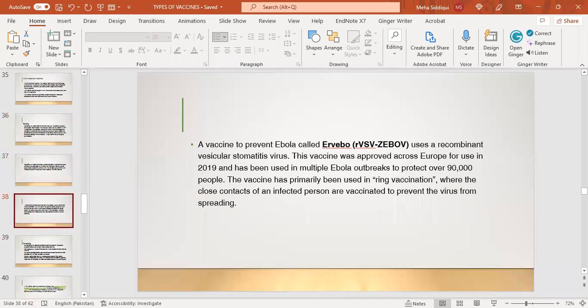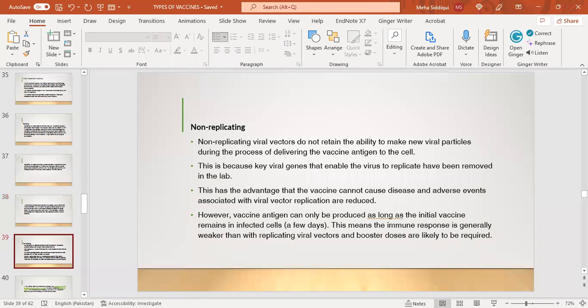A vaccine to prevent Ebola called Ervebo uses a recombinant vesicular stomatitis virus. This vaccine was approved across Europe for use in 2019 and has been used in multiple Ebola outbreaks to protect over 90,000 people. It has primarily been used in ring vaccination, where the close contacts of an infected person are vaccinated to prevent the virus from spreading.